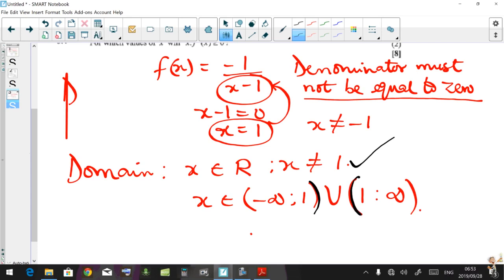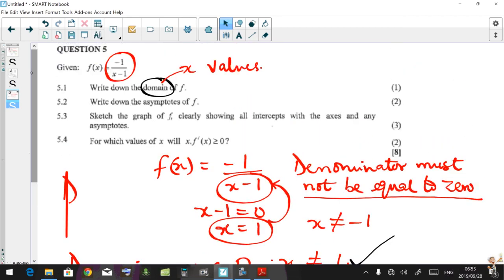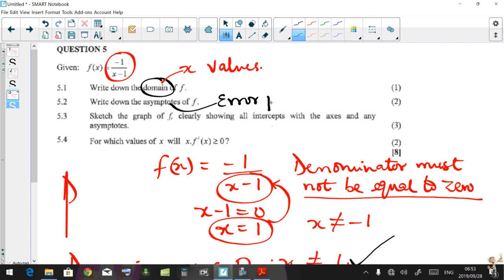All right, 5.2. Let's check 5.2. It says write down the asymptotes. Okay, I'm just going to do that right here. My asymptote. Again, asymptote points are error points. Where will I get an error? I'll get an error when x equals 1. And in this case, you notice there's no y expression here. y equals what? 0.